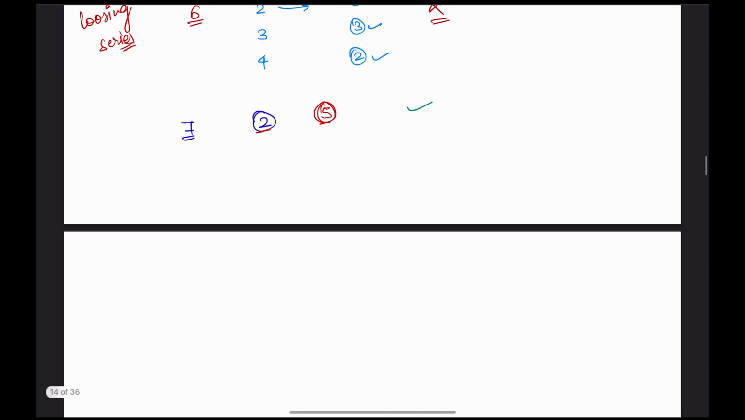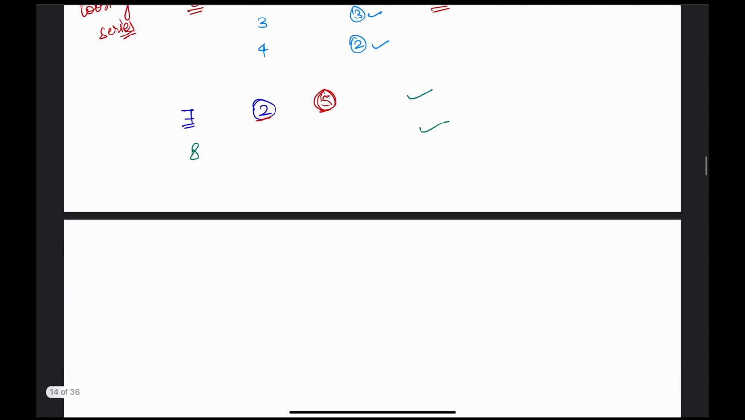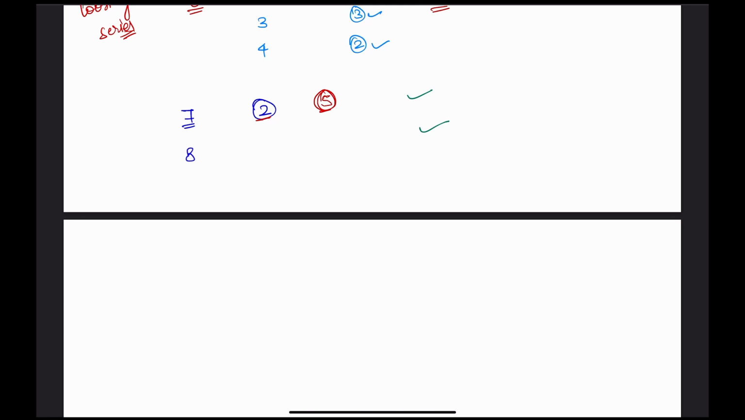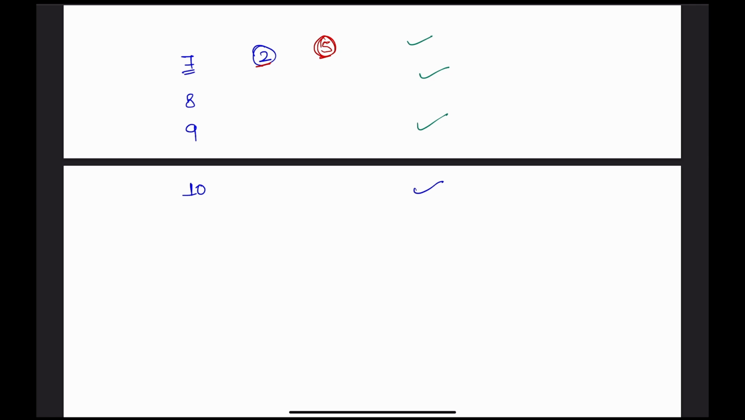Similarly, if you see at 8 also, he will win because he can bring it to either 6 or 5, anything he can do. Okay, let me just write it here in the blue color. 8 he is going to win. If 9 coins are there, again he is going to win. If 10 coins are there, he can choose 4 and bring it to 6, so he is going to win.